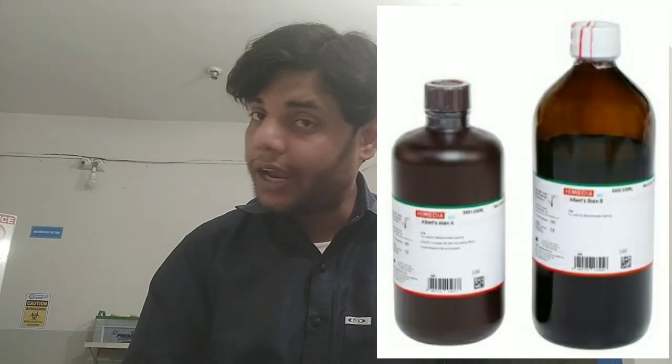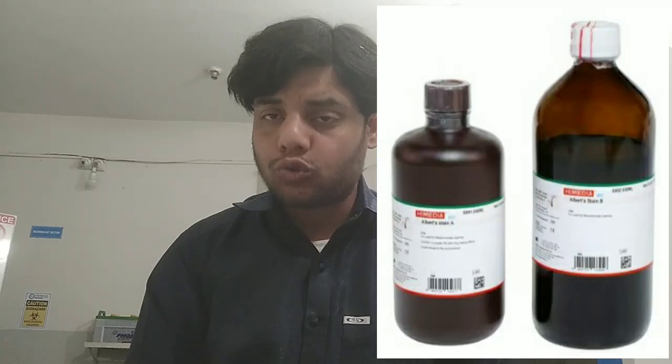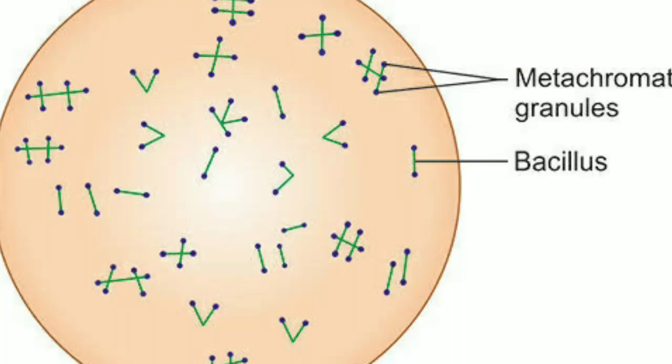Albert collected the specimen from the nasal area and from the throat area, and then made a smear. They stain this smear with Albert staining solution A and solution B, and then observe the slide under the microscope. Under the microscope, as you can see on your computer screen, they found these types of bacterial structures, and they called these bacterial structures Corynebacterium.